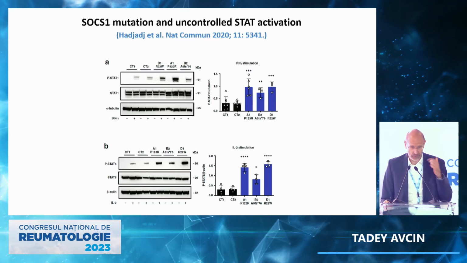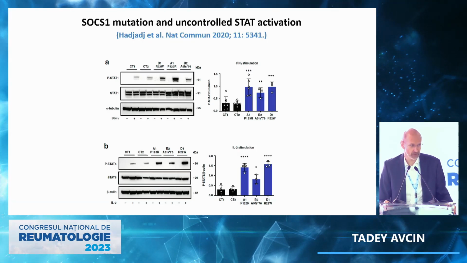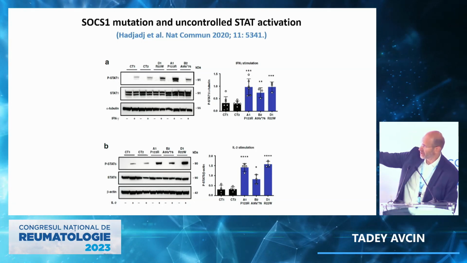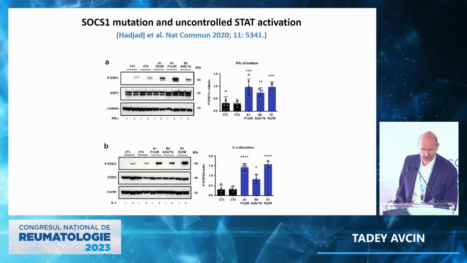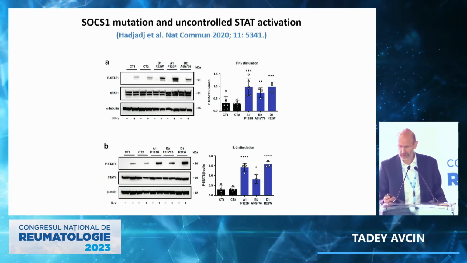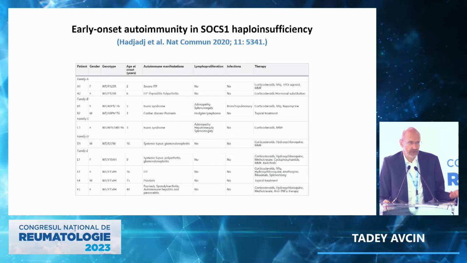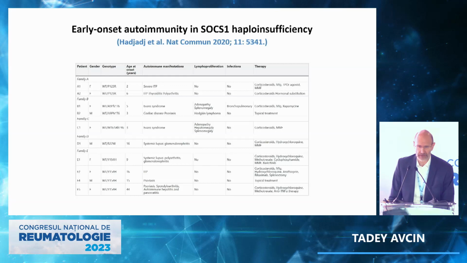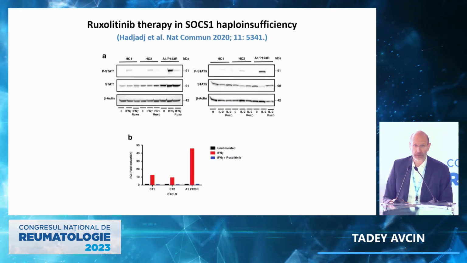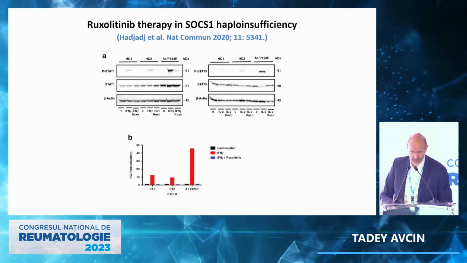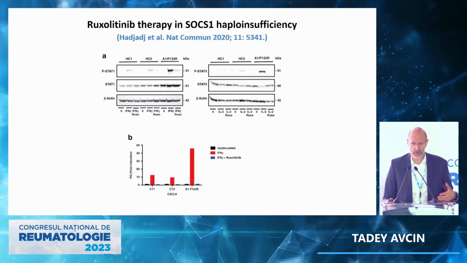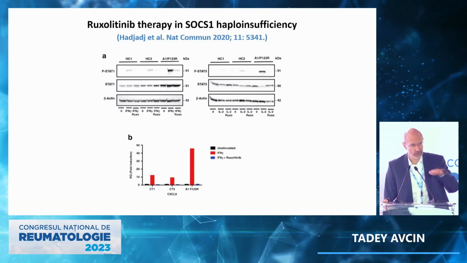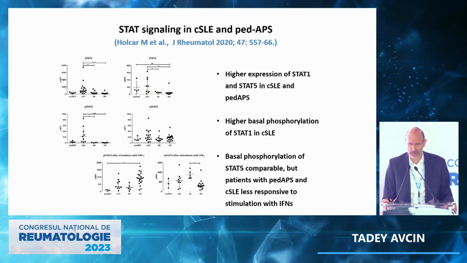And I would just like to show you this. I already mentioned SOCS mutation, so suppressor of cytokine signaling. You can see that these patients have high expression of STAT1, STAT5, and clinically they also presented with the phenotype of SLE with autoimmune cytopenia, glomerulonephritis. What was somehow encouraging in this study is that with ruxolitinib therapy in SOCS1 haploinsufficiency, you could see suppression of JAK-STAT signaling and also some improvement.